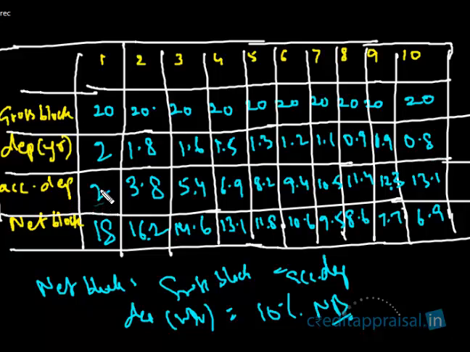Accumulated depreciation is just how the depreciation is built up. So in the first year it is 2, second year it will be 2 plus 1.8, third year it will be 2 plus 1.8 plus 1.6, that is 5.4. Fourth year it will be 2 plus 1.8, 1.6, 1.5, that is 6.9, and so on. Right? Net block is simply the difference of gross block and accumulated depreciation. So this is how the net block is arrived at. So this is the calculation for depreciation.